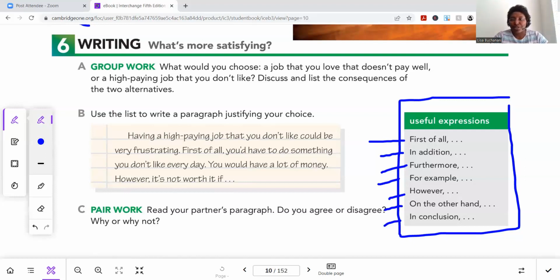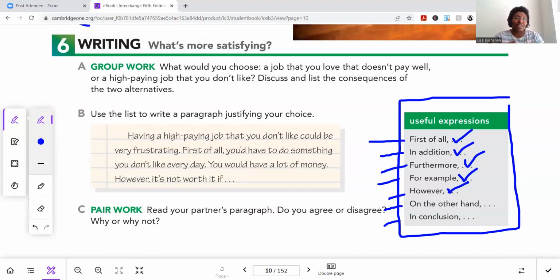Remember, transition words are not all created equal. They all have different functions. So first of all, it's just giving us a start of the idea. In addition, we're just adding. Furthermore, we're adding. For example, we're giving an example. However, moves the idea in a different direction.